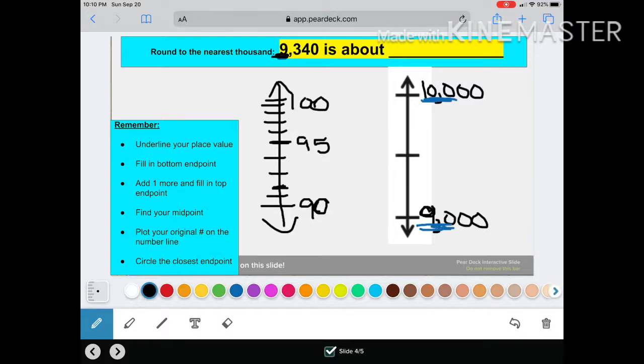I took away 2 zeros, so I have to add those 2 zeros back. 1, 2. There's my midpoint, you guys. 9,500.